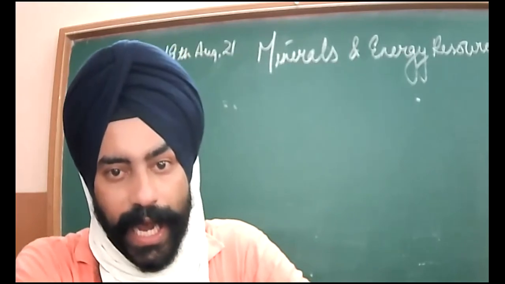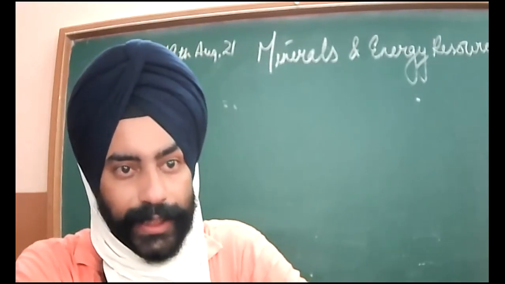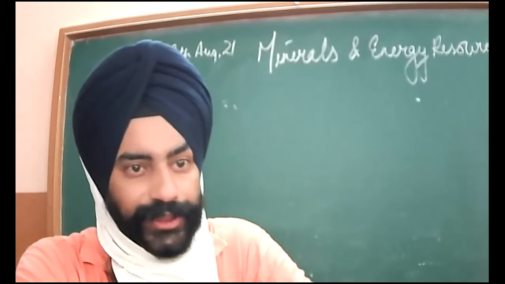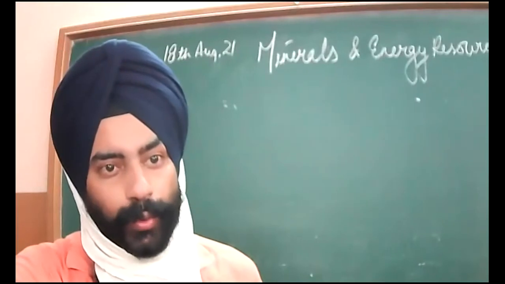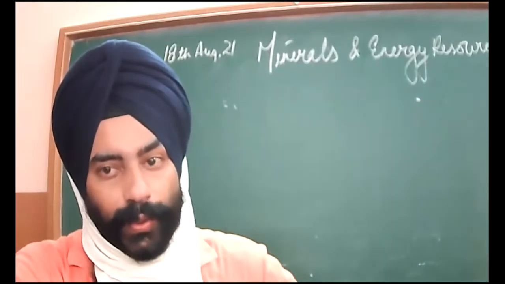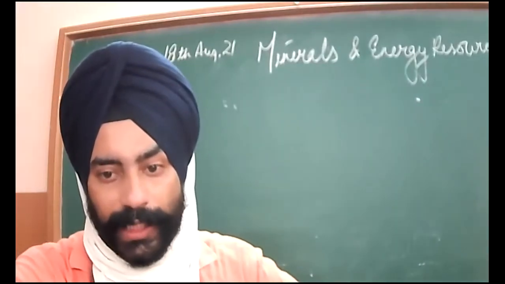Igneous rocks. Iron ore, bauxite, crude oil, and coal are generally extracted from igneous rocks, which are formed through the cooling of magma. Cooling of magma. So let's continue.